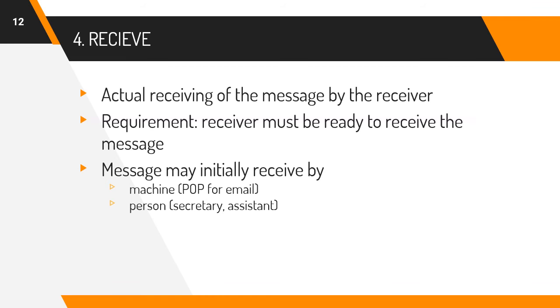So initial receipt of the message includes a machine, for example, if it's for email, then you use the POP or post office protocol. And if it's a person, usually it's the secretary or the assistant who receives the message.